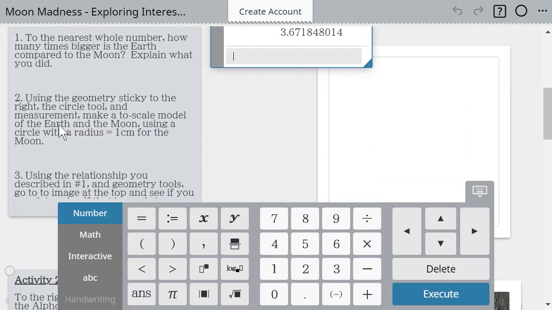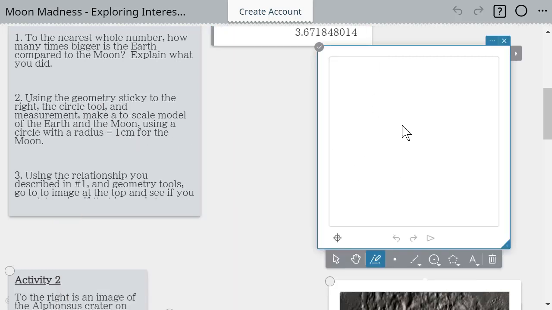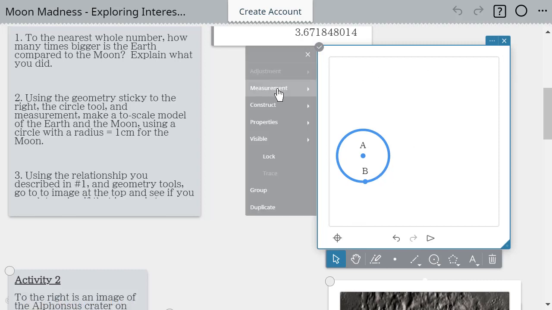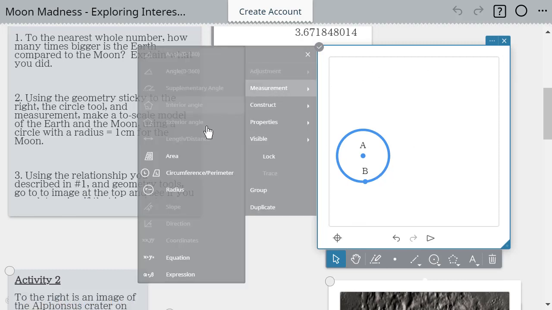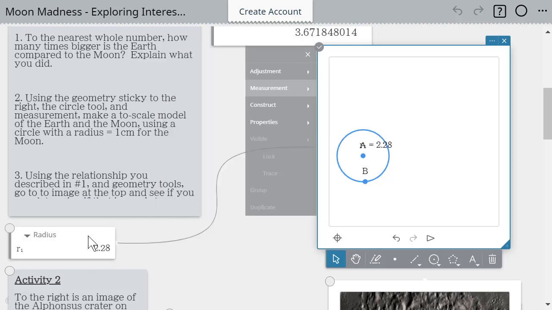So then using that understanding, could you make a scale model using geometry? So here's a geometry sticky, and it wants them to use a scale model with just circles to represent the Earth and the moon, and start with the moon having a radius of 1 centimeter. So how are we going to do that? So they could get a circle tool and make a circle, and then use their measurement tool. So we're using geometry to help us, and we could measure the radius. One way we can do that is measure it, and here's the radius.